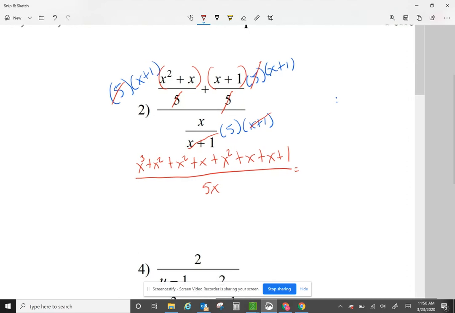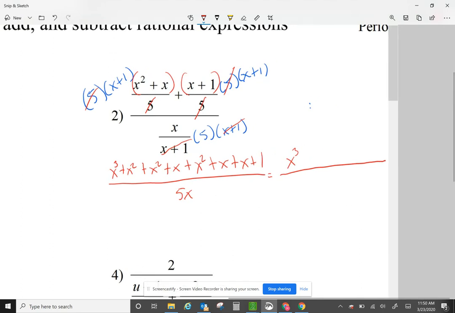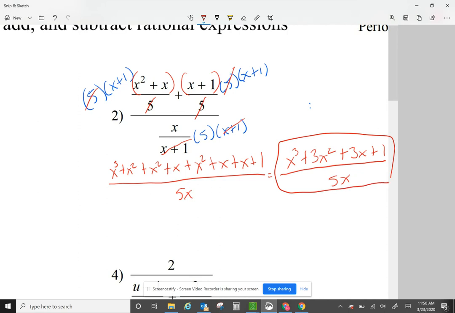All right, that was simple. Now looking on the top, let me combine my like terms. So that gives me x to the third plus 3x squared plus 3x plus 1 over 5x.